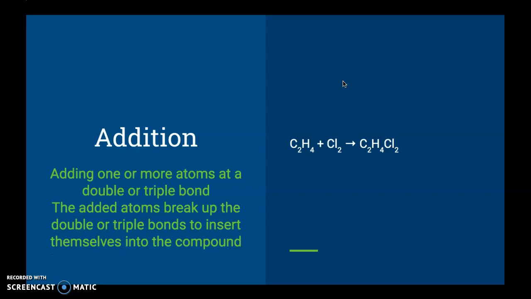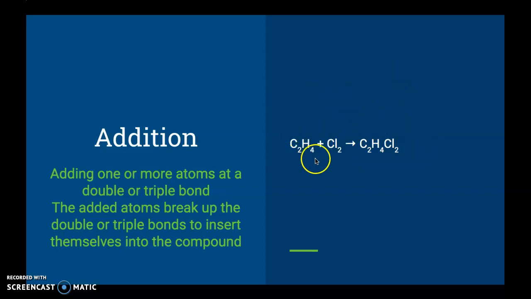The added atoms break up the double or triple bond to insert themselves into the compound. So these would be unsaturated hydrocarbons, and I talked to you about this. We are going to do it with smaller carbon hydrocarbons, as you can see over here, C2H4. In organic chemistry, as we go into the upper levels, they're a little bit bigger structures. Addition reactions, though, will always have one product. So substitution we saw had 2.